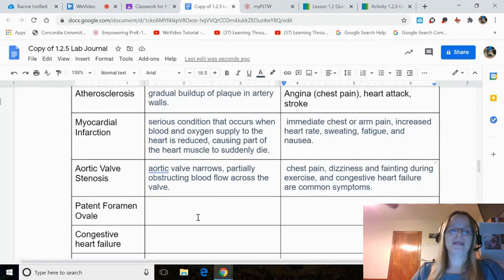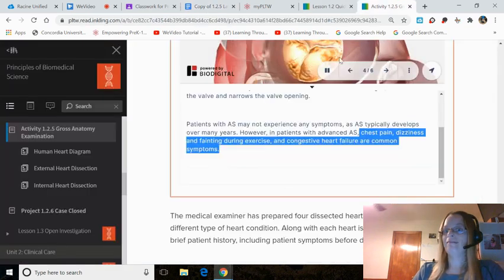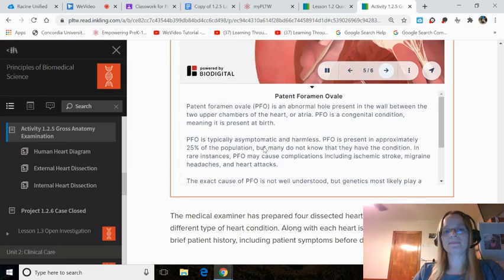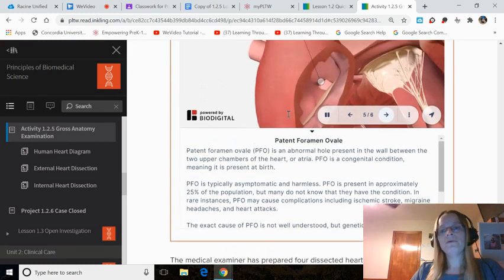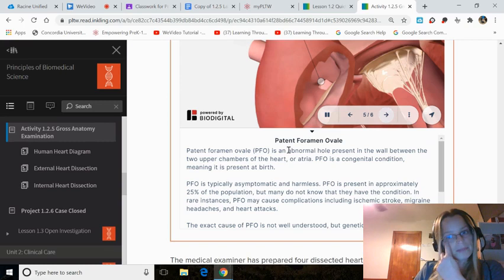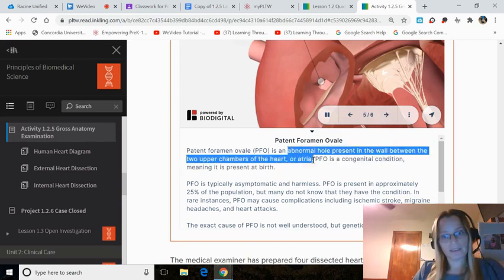So now let's look at patent foramen ovale, number 5 on our list of top 6. It's an abnormal hole present in the wall between the two upper chambers of the heart. It's congenital and, well, that means it's present at birth. Okay? I'm going to highlight that. That is the description.